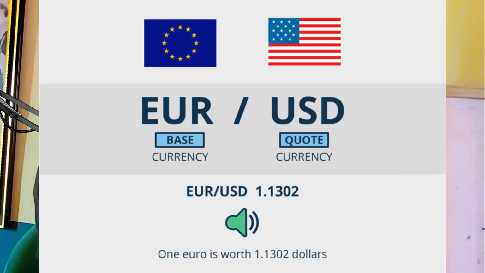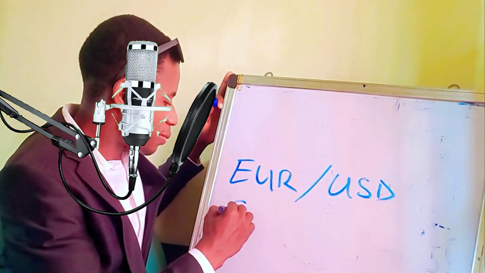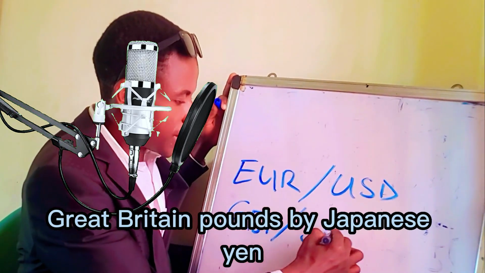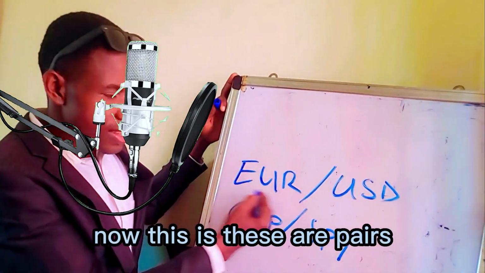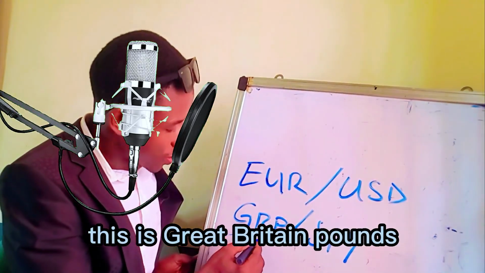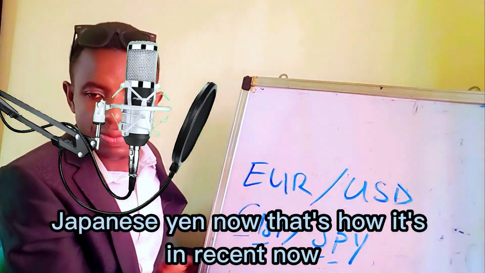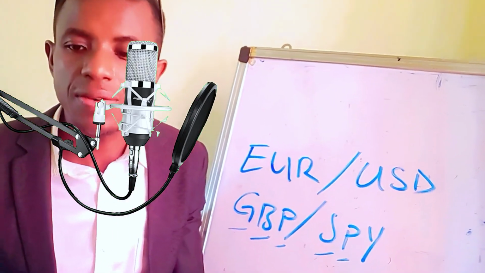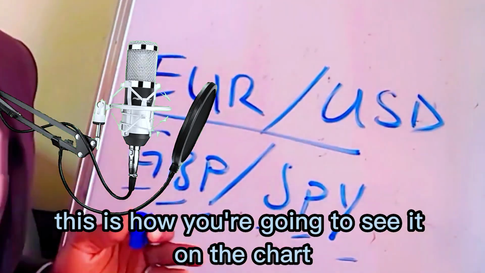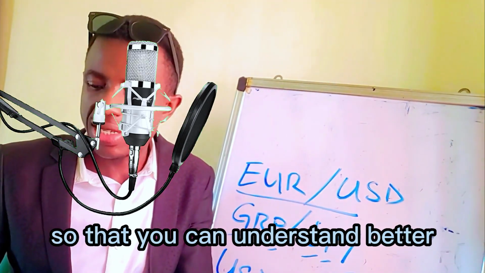Like this is Euro USD, or you have Great Britain pounds Japanese yen. Now these are pairs. When we talk about pairs, what does it mean? This is Great Britain pounds, Japanese yen. That's how it's written. So if you're trading, this is how you're going to see it on the charts when you get to the chart level. So let's break it down in pieces so that you can understand better.